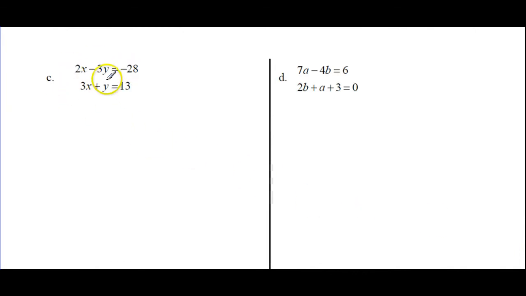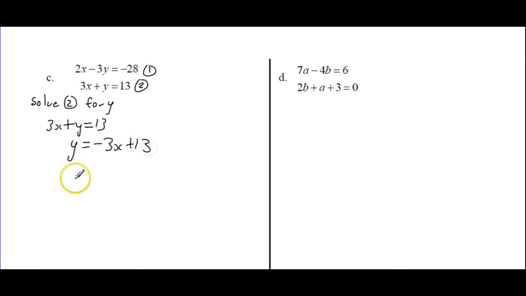Now, what do we look for here? We're looking for a variable by itself, right? That is with a coefficient of 1. So we're going to solve equation 2 for y. So 3x plus y is 13. y is equal to negative 3x plus 13.